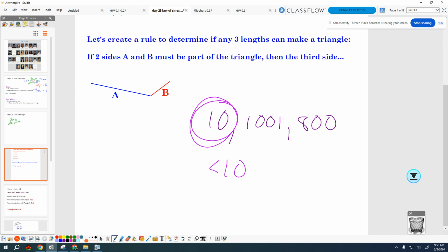What's the sum of these guys? Is 10 less than that? Yes. Solidly, yes. What's the difference between these guys? Oh no, it's not possible. 201. So it's not a triangle, right? Simple enough? Okay, cool. Moving on.